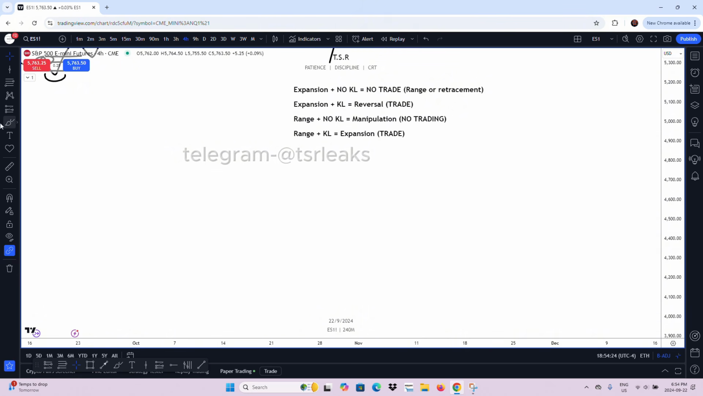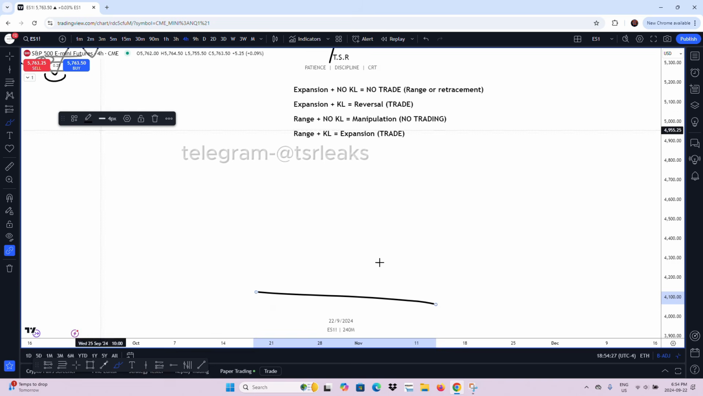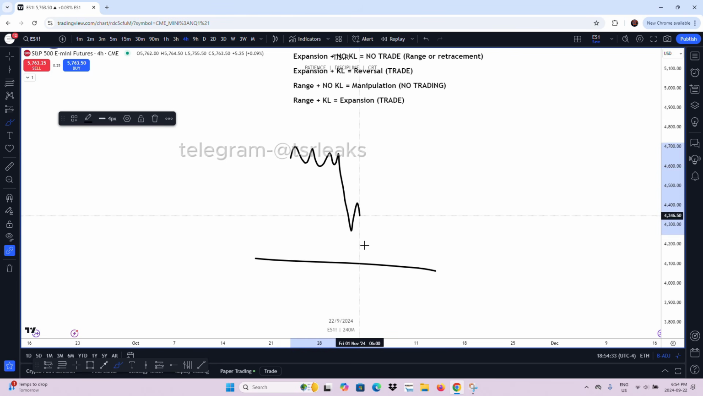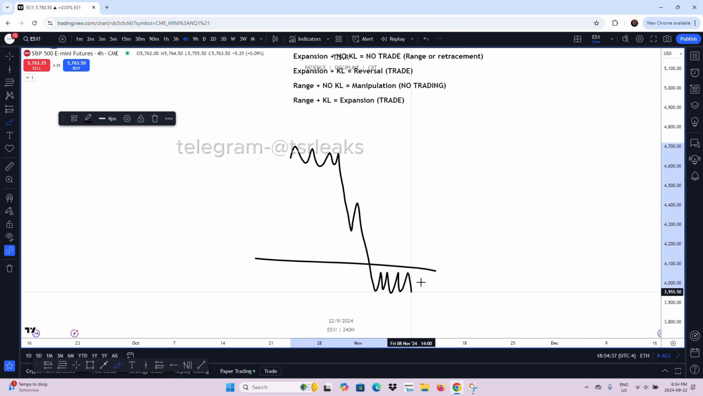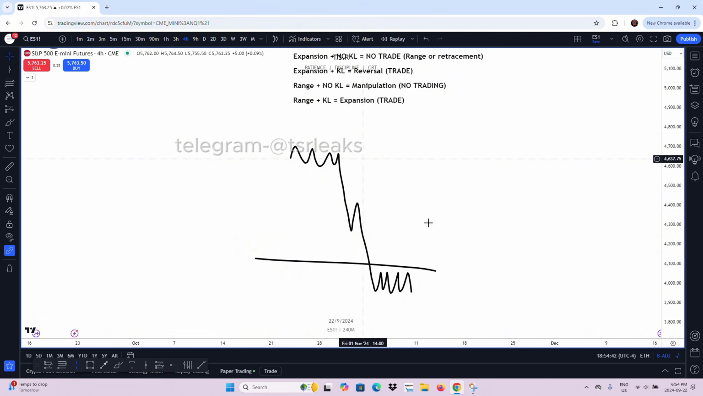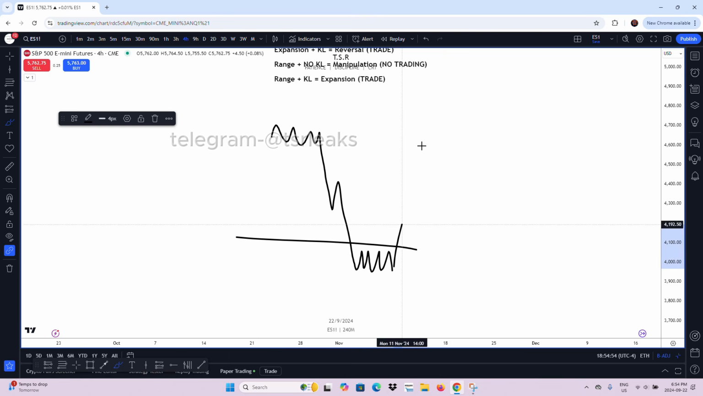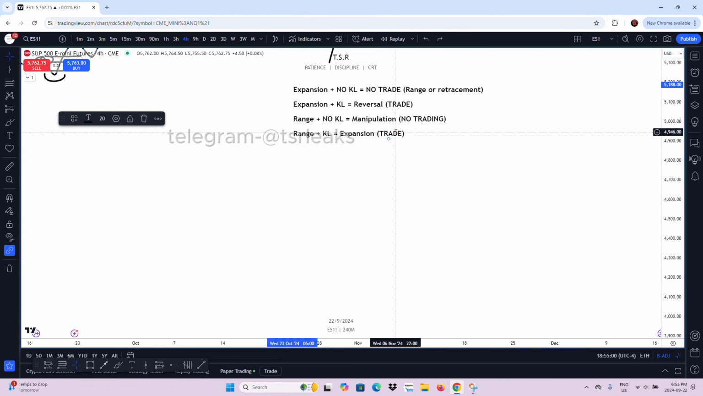Okay, so what would this look like? Something like this: key level, price ranges up here, expands into the key level, creates a range. Now, where is price ranging? Price is ranging inside of the key level. What does this mean? We do not need to manipulate a low in order to expand. Why? Because we are already in liquidity. That means price will expand upwards. Very straightforward, very simple.